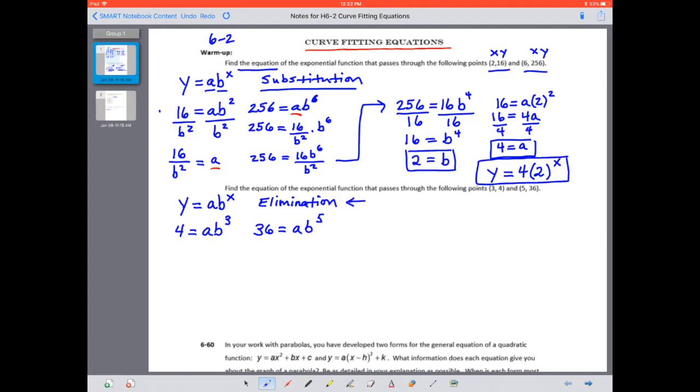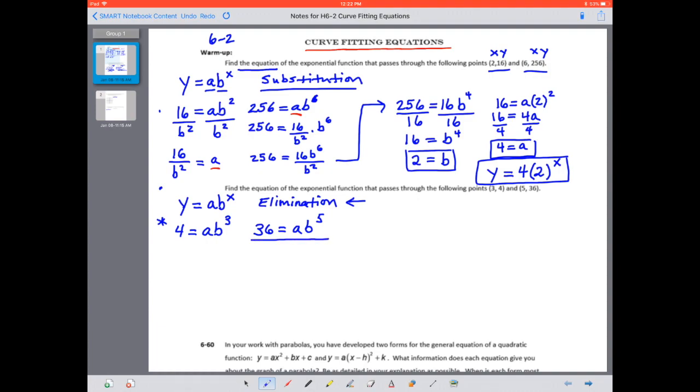Okay, so when we do elimination with linear equations, you add them in order to get one of the variables to cancel out. Here, because we're dealing with multiplication and division, we want to divide the two equations in order to make one of the variables cancel out. All right, so we're going to take the equation on the right that has the greater exponent, and we're going to divide it by the equation on the left that has the lesser exponent for b. So here's what it looks like.